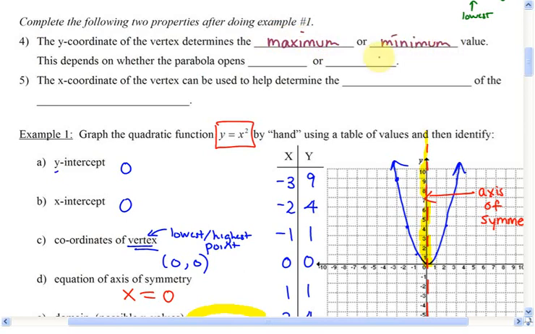Right? It's either the highest point or the lowest point. And this depends on whether the parabola opens. Now, if it's a maximum, which way does it open? Up or down? Up. For a maximum.